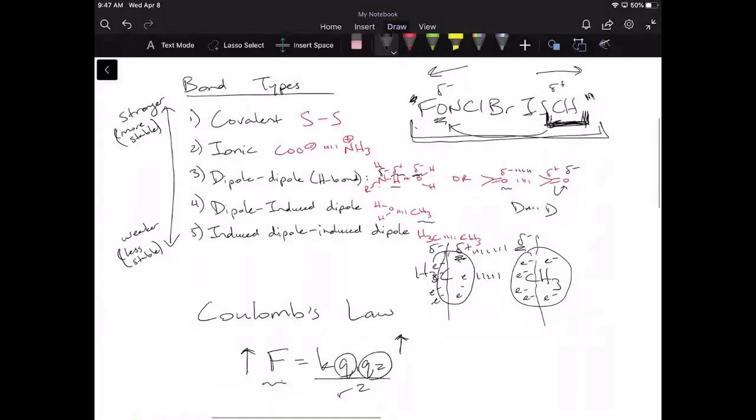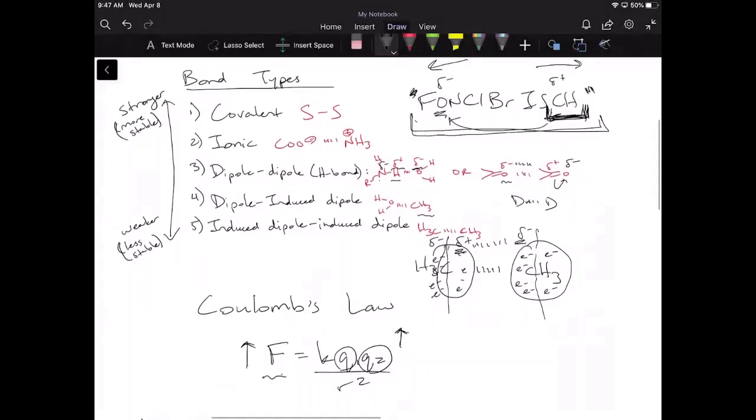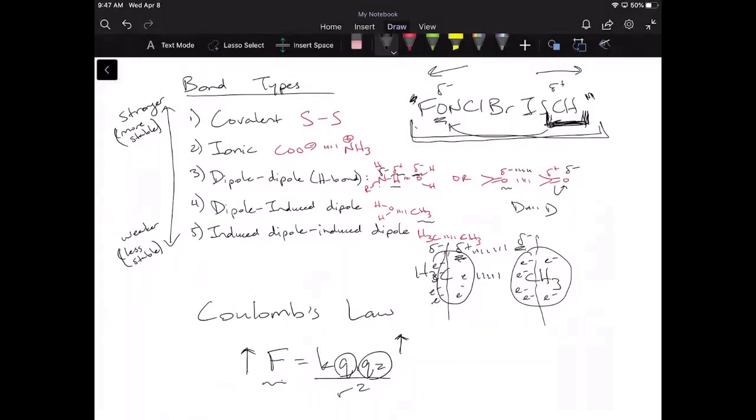So I wanted to make a video on H-bonds because it's a specific type of dipole-dipole interaction which involves a hydrogen. I wanted to make this video so you can understand when you're seeing an H-bond, and the common misconceptions students make about H-bonds.